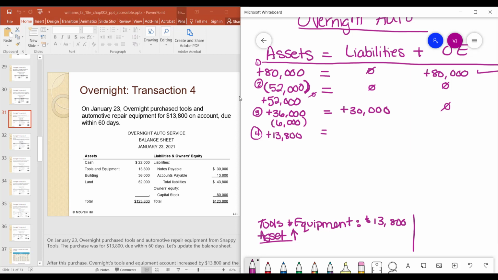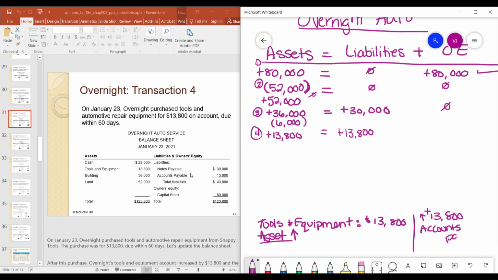So we have our liabilities also going up by $13,800. And why is it going up? Because now all of a sudden I owe more money to someone else. And as soon as you owe more money, your liabilities go up. So in this case, we also have an increase of $13,800 to our liability category. But what kind of liability? Okay, so it says it's due within 60 days. And they added this $13,800 loan into and called it an accounts payable.